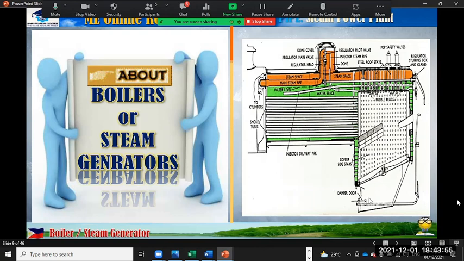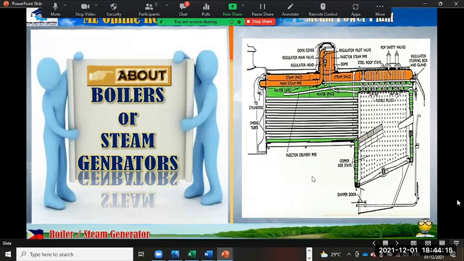The other one is the fire tube boiler. When we say fire tube boiler, the ones that are inside the tubing are the hot gases, and outside is the water. And that's it. Those are the two methods by which the water is being heated up inside the boiler.